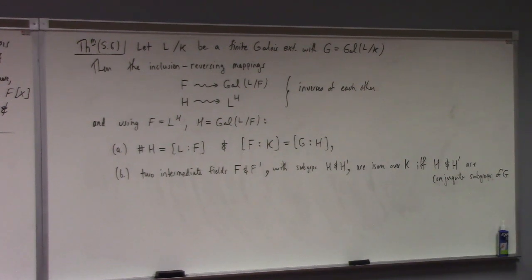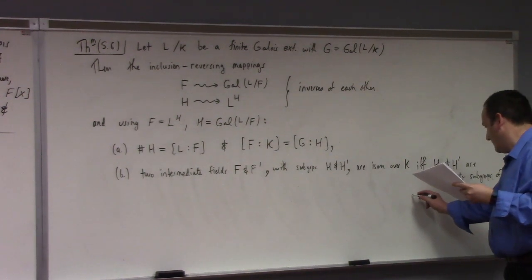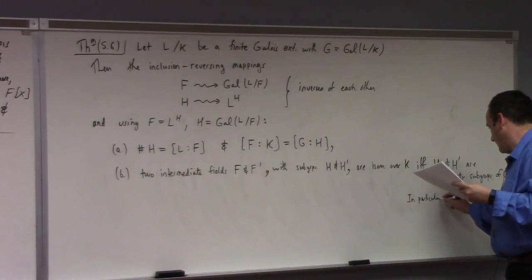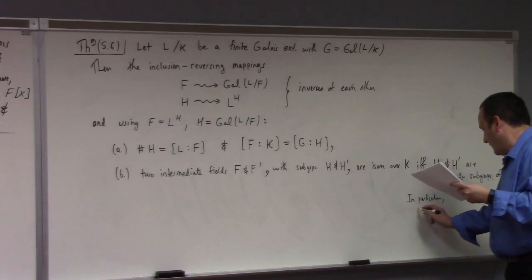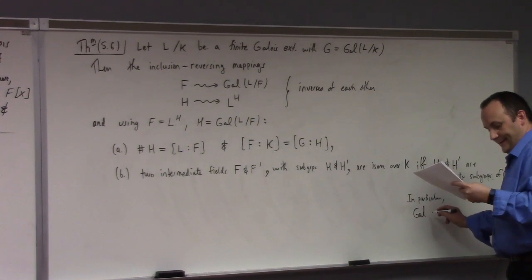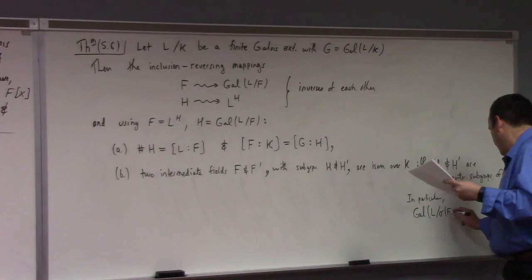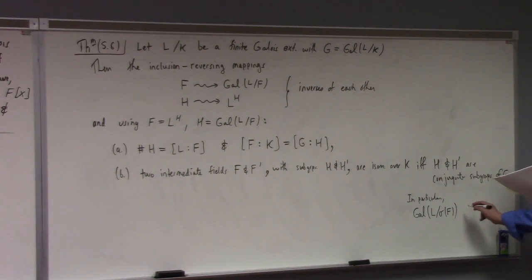And he says more. In particular, he says that the Galois group of L over the conjugate field sigma of F is equal to the conjugate of the Galois group of L over F by sigma, conjugating by sigma, so sigma, sigma inverse like that. And that's for sigma in G.